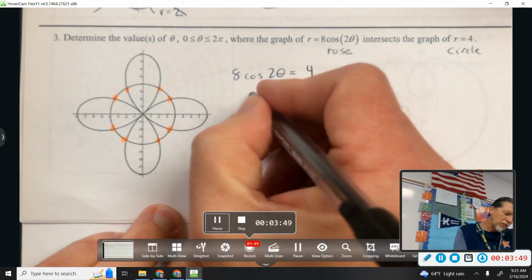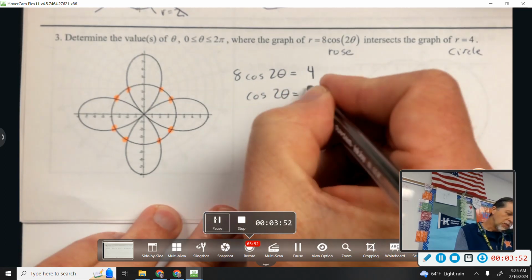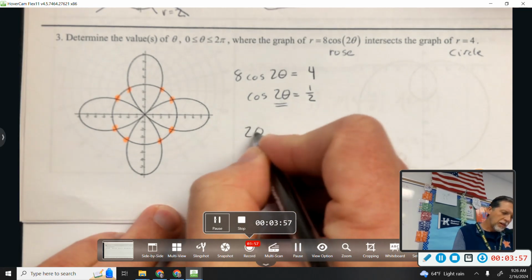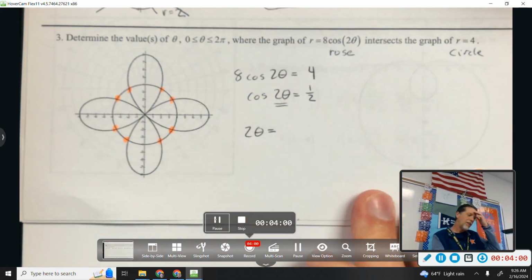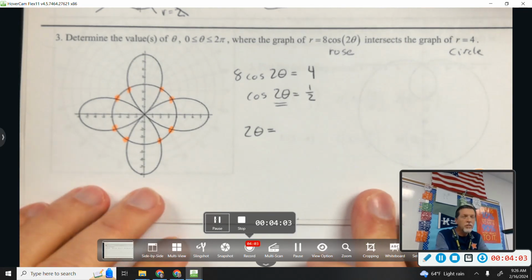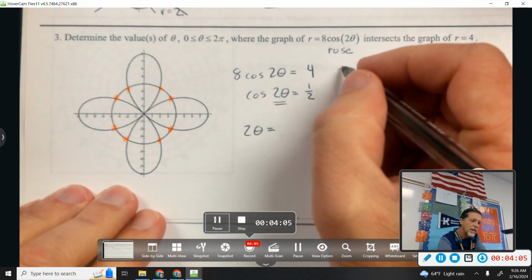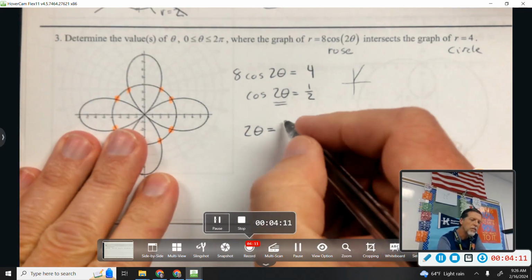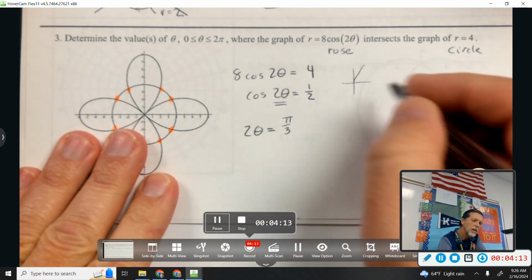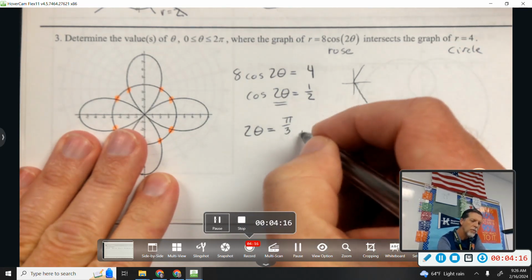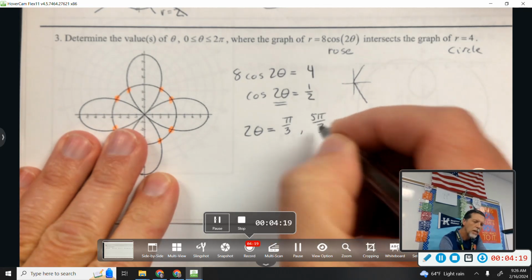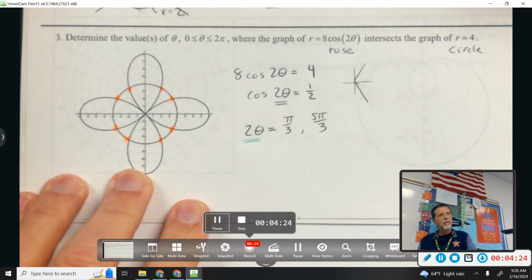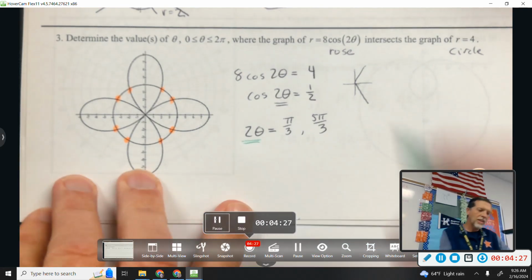So we set the two r's equal to each other. Cosine 2 theta is 1/2. Oh, so the 2 we've got to be careful about here. Cosine is 1/2 at, this is where the picture doesn't really help because the 2 is messing me up, cosine's 1/2 at pi over 3 and at 5 pi over 3. But the 2 means I need to go around the circle again. I need to double the number of answers I get.